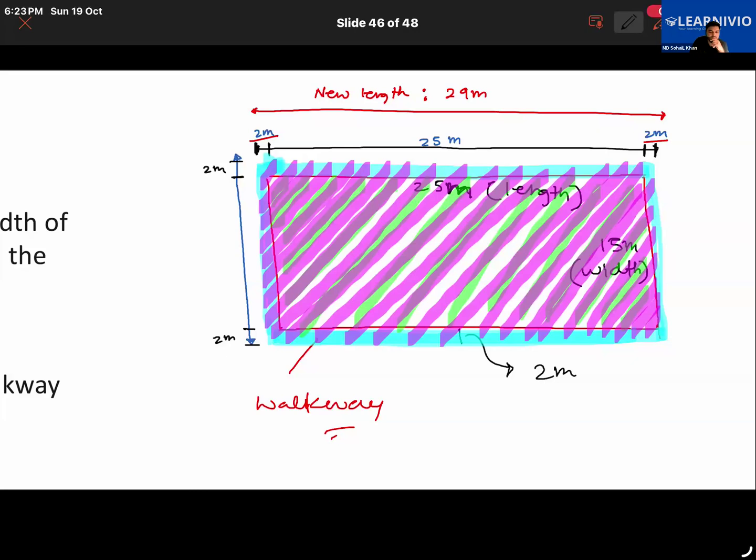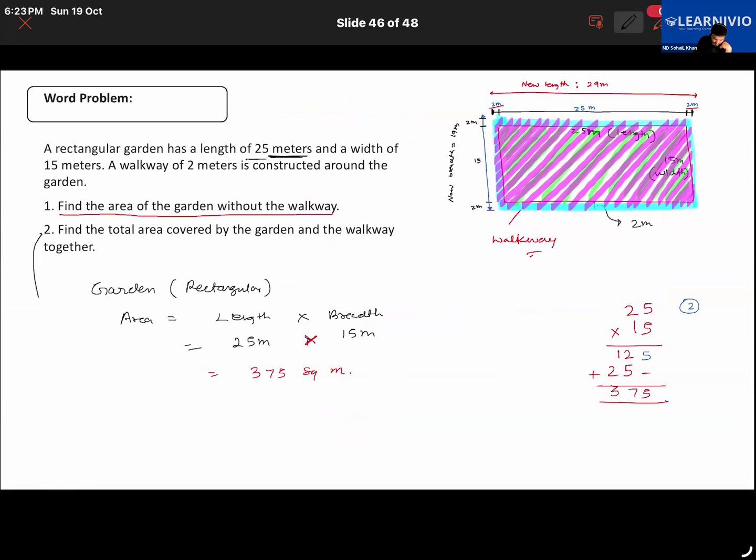Yeah, it's 19. Very good. So 15 plus 4, that is 19 now. Very good. So new breadth is equal to 19 meter. Good. So in order to find the total area, it is going to be new length into new breadth, and hence that's equal to 29 into 19.